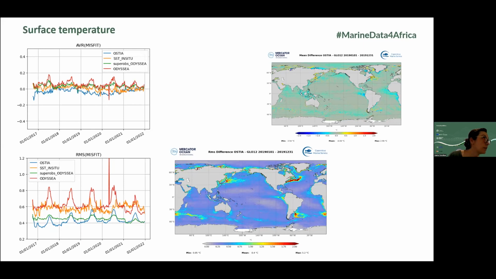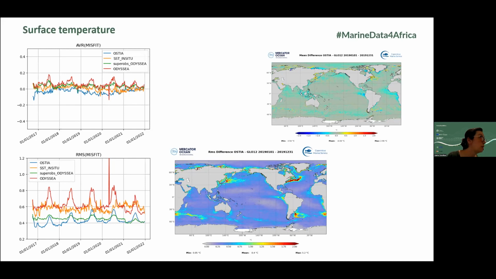The strong errors are really located in the very strong currents and the western boundary currents here. And if you look at the mean error showing the biases with respect to OSTIA during 2019, here you can see some large scale differences, but which are still below 0.5 degrees, which is the typical error of the satellite SST. So this is quite satisfactory.